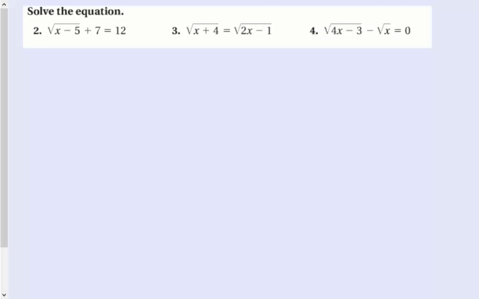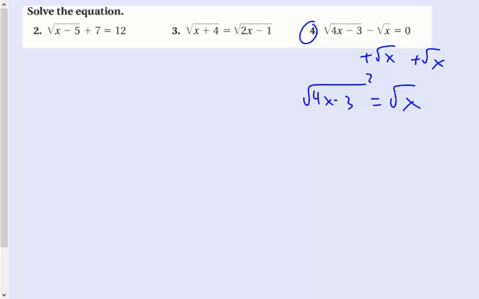What I'm going to do here is number 4. This one's a little bit different because you have a square root minus a square root. You're going to add the square root to the other side. And then what you can do is you can square both sides.